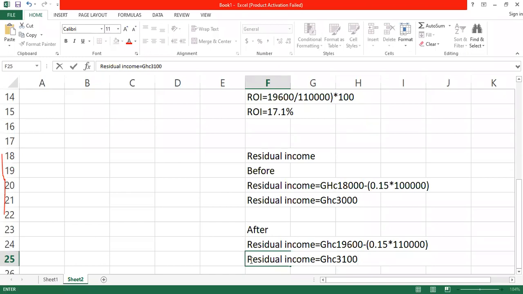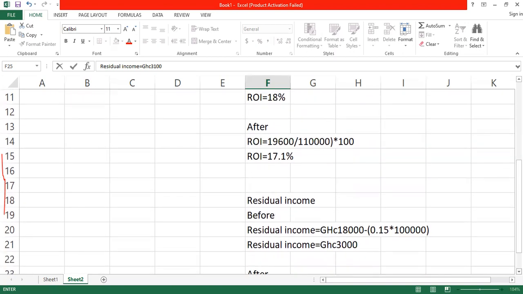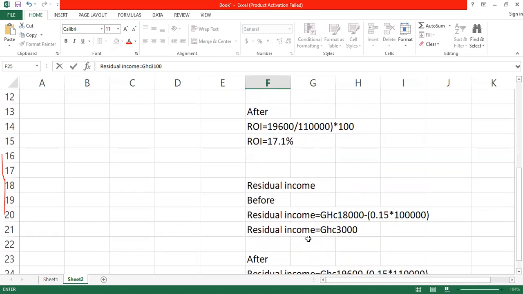So what you are getting is a marginal increase of 100,000. So what are you going to say about this? They say you should comment on the results. If residual income is used for performance evaluation or assessment, then the investment is worthwhile. But if return on investment is used, then it's not favorable.